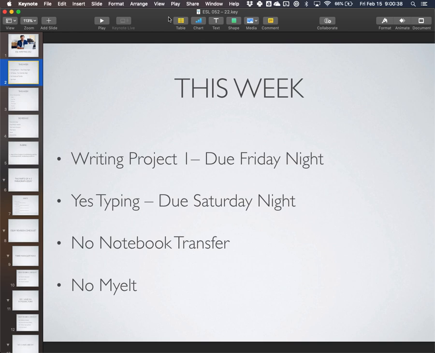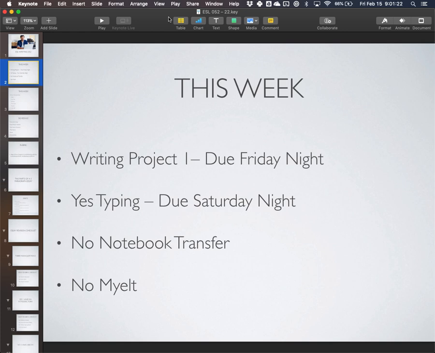What that means is I will log in. I have a way of looking at reports over specific time frames. So I will set the typing.com program to look at Sunday at midnight, from this week all the way till Saturday at midnight, and say, okay, how much did John type during this period of time? How much did Hung type? How much did each of us do? So that's how I know what you're typing or not. And then no notebook transfer, no my ELT. Yay! We will start these up again next week.